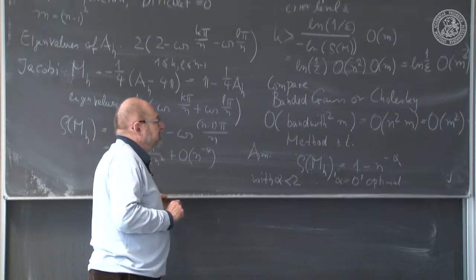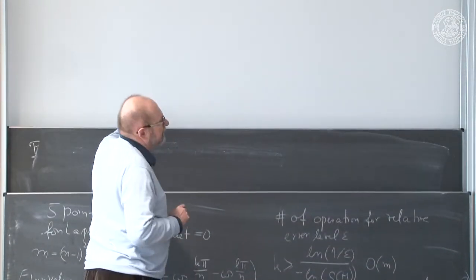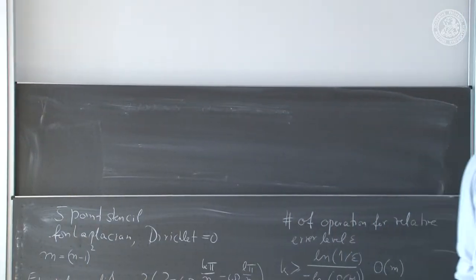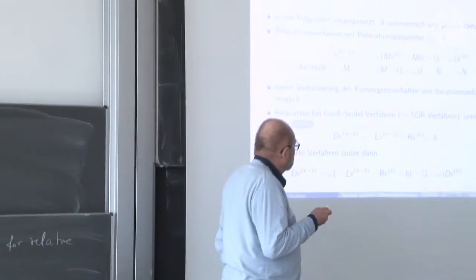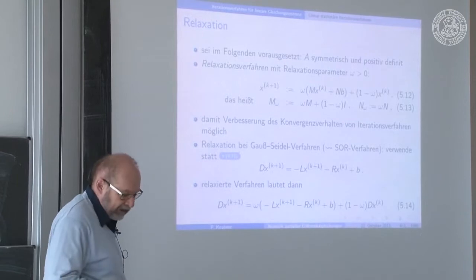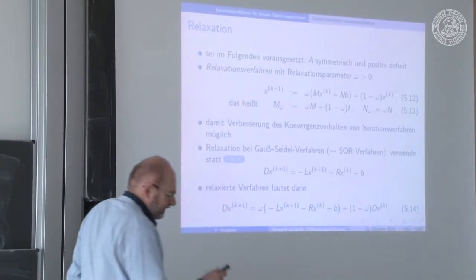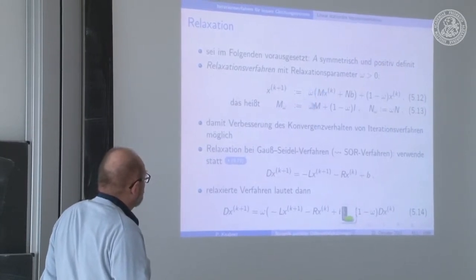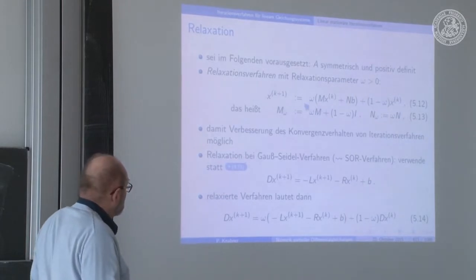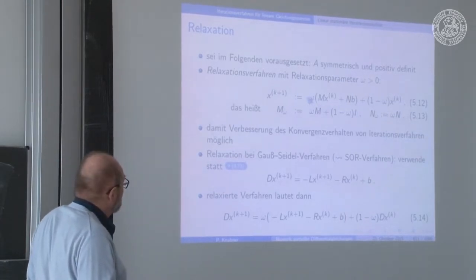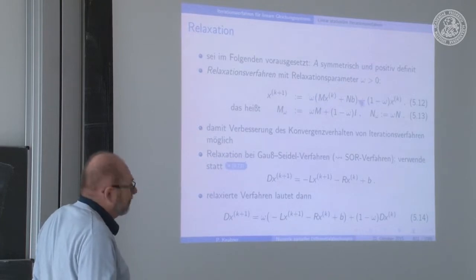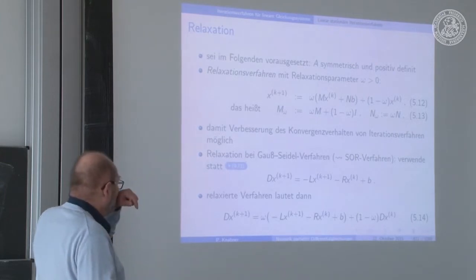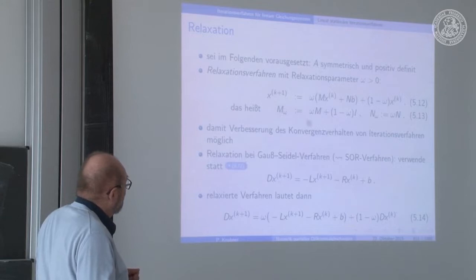Okay, so the first attempt, which we now try to do, is to do relaxation, what we have here on the transparency. That is, we have a method given by M and N, a consistent method, and we relax this method in this sense, and we ask ourselves, is there a good choice for this relaxation parameter omega such that now the convergence behavior of the method becomes better, or even if the original method did not converge, can we make it converge?